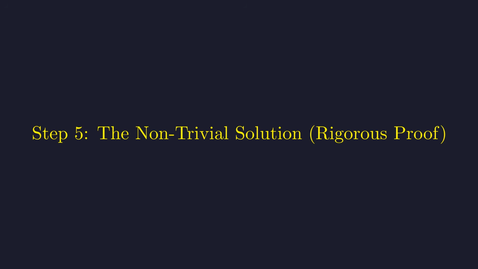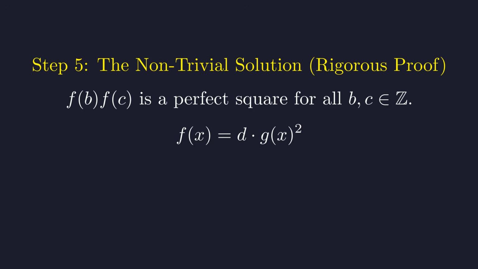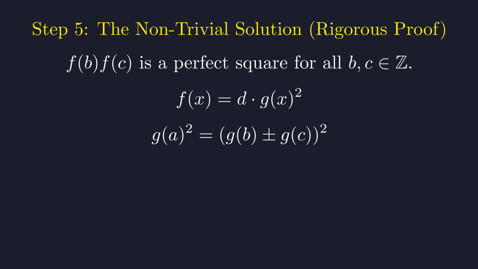Now, let's consider the more interesting case where the function is not identically 0, and build a more rigorous proof. Recall our condition. This implies that all function values must have the same square-free part. Therefore, f of x must be of the form d times g of x squared, where d is a square-free integer and g is some function to the integers. As we derived before, this leads to the relation g of a squared equals g of b plus or minus g of c, all squared.